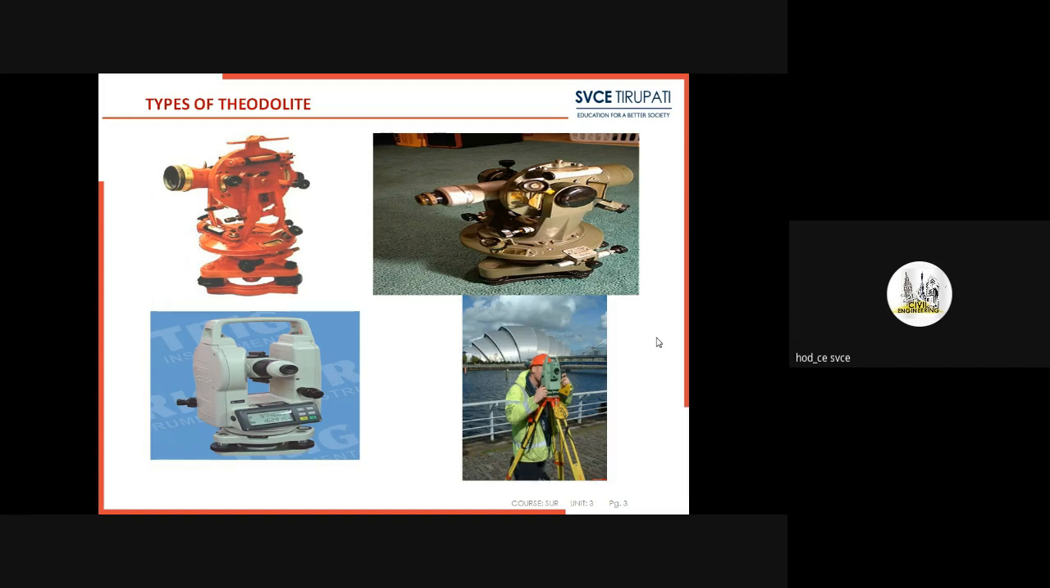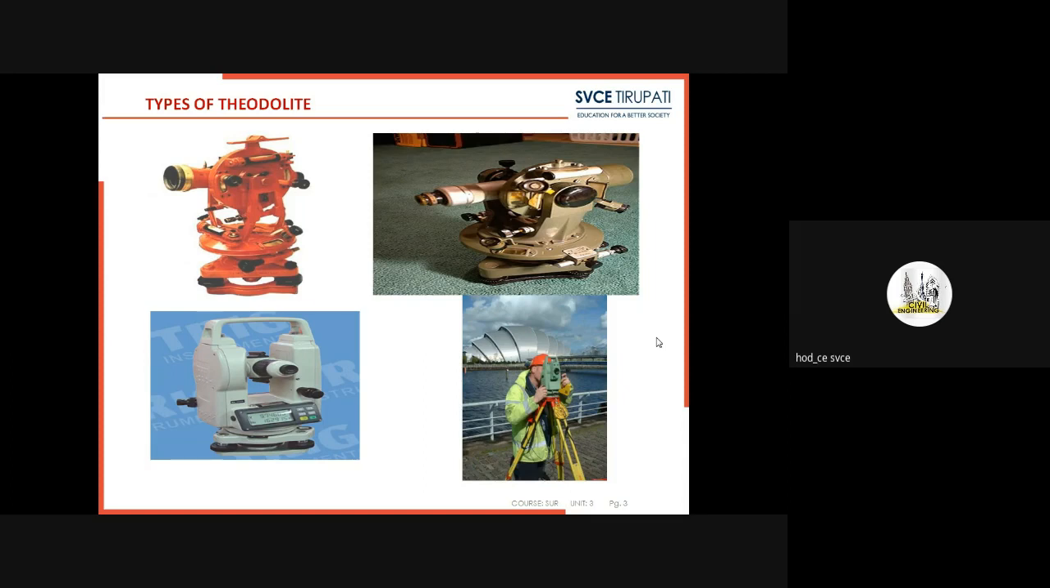See here within this figure, so many instruments are there. That means here we have a horizontal bubble and a vertical bubble, and at the bottom three foot screws. By using our three foot screws only, we are able to adjust and level the equipment, right?